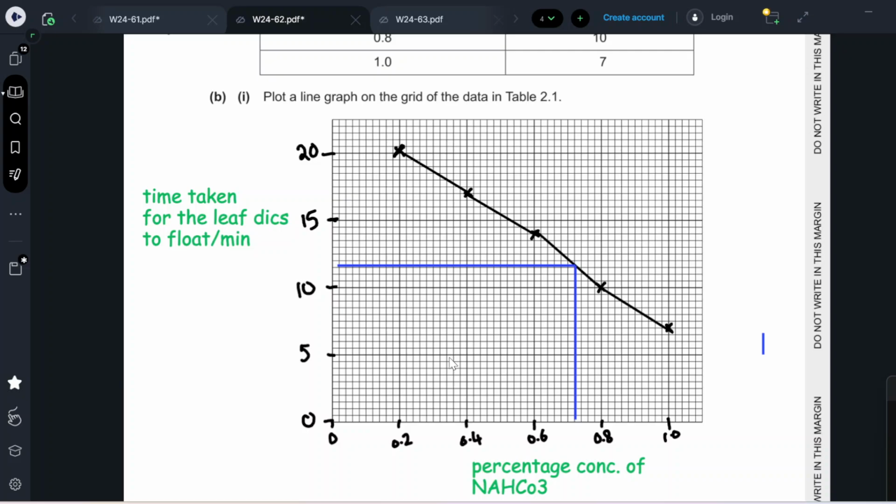Since he said plot a line graph, we always put the points and then join point to point using the ruler. The only case when we do it freehand is when he says a curve of best fit, our best fit line that looks like a curve. This is the only time that we need to use our hands.